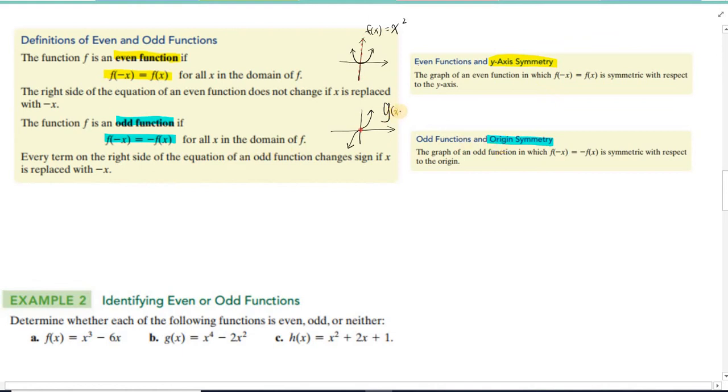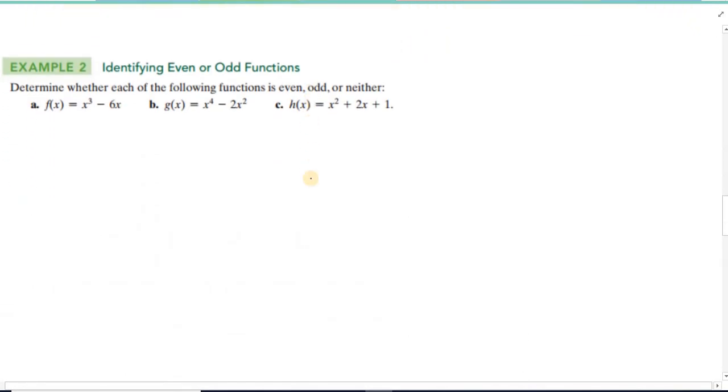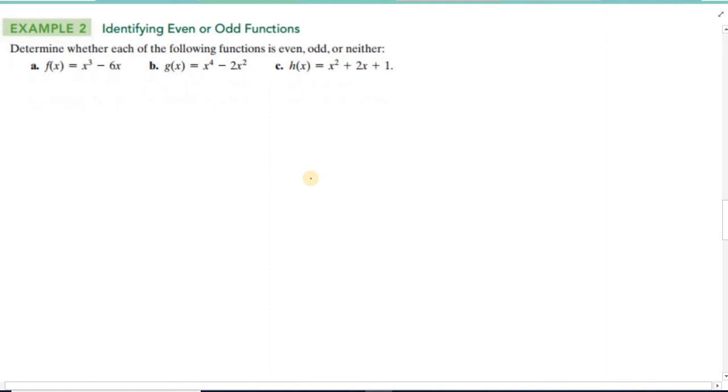For example, g of x equals x to the third power. You need to know this. You need to memorize this stuff. You're going to use this a lot. So here we have an example. Identify an even or odd function. I have f of x equals x to the third power minus 6x.